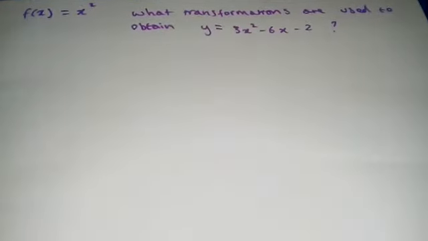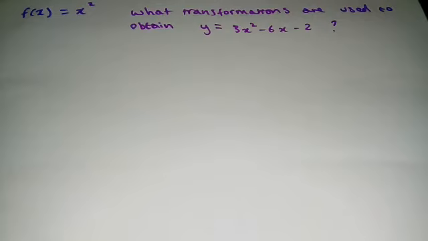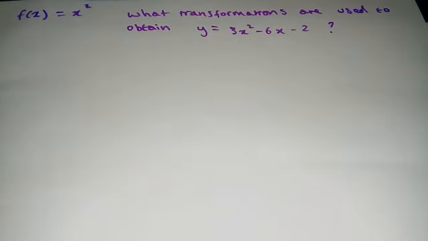For the last question, we're going to be a bit more complicated. So we take the graph of f of x is equal to x squared. What transformations are used to obtain y equals 3x squared minus 6x minus 2? Well, this is just a transformation of this. There is a way that we can find out the transformations applied, but we have to write this in another format. Now if you know how to complete the square, then you'll be fine doing this. That's what we're going to do.